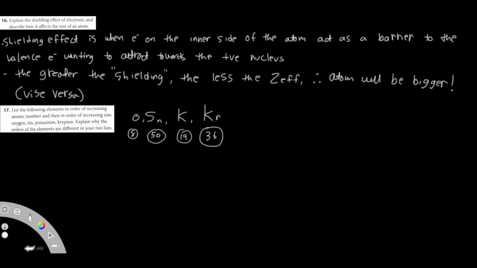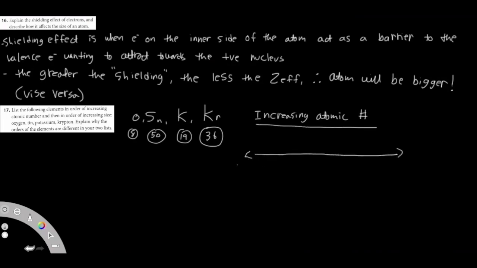So if I were to draw this out as so, increasing atomic number, let's have least over here and greatest over here. Oxygen would be here because it has the smallest atomic number. Then we have potassium, then we have krypton, then we have tin.